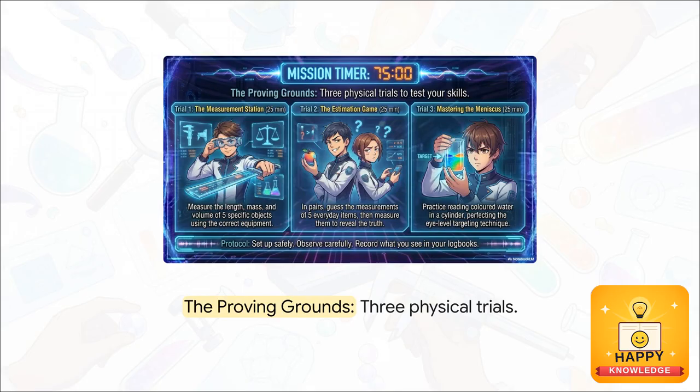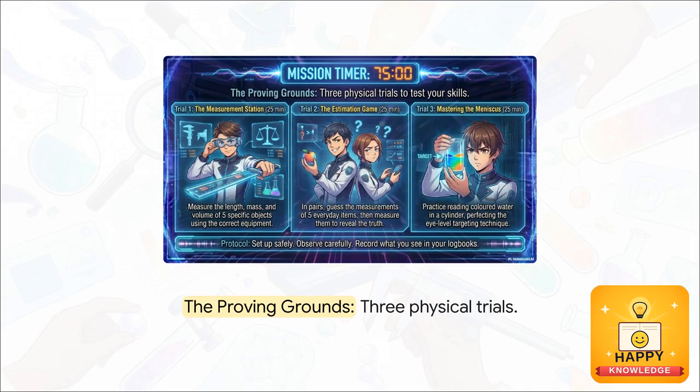Then, we hit the estimation game. You and a partner will first guess the dimensions of everyday items and then actually measure them to reveal the truth, which really fine-tunes your scientific intuition. Finally, in the third trial, you'll master the meniscus by practicing eye-level targeting with colored water until your readings are completely flawless.